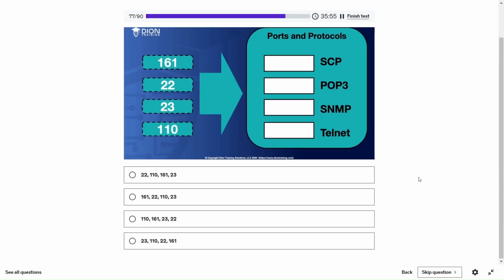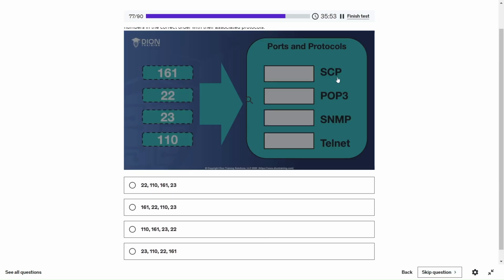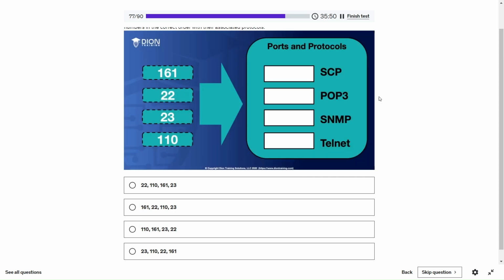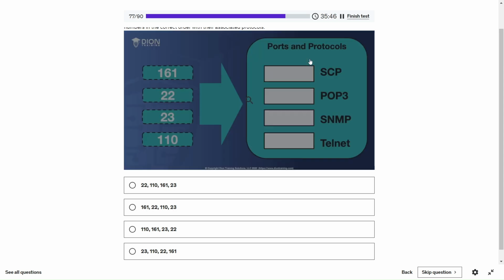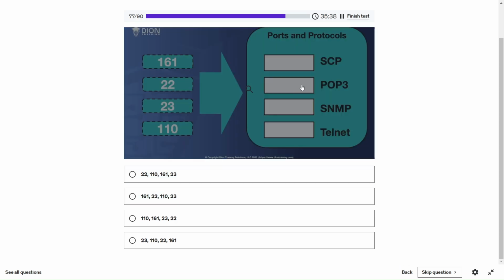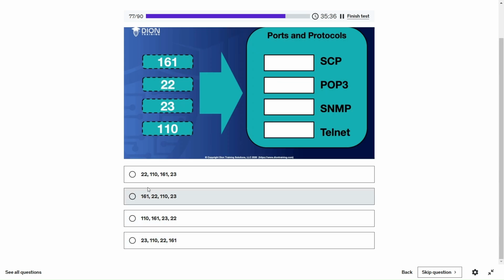Okay, tell what ports these are. SCP also uses the same port used by SSH, which is 22. POP3 is 110, SNMP is 161, and Telnet is 23. So: 22, 22, 110, 161, and 23.